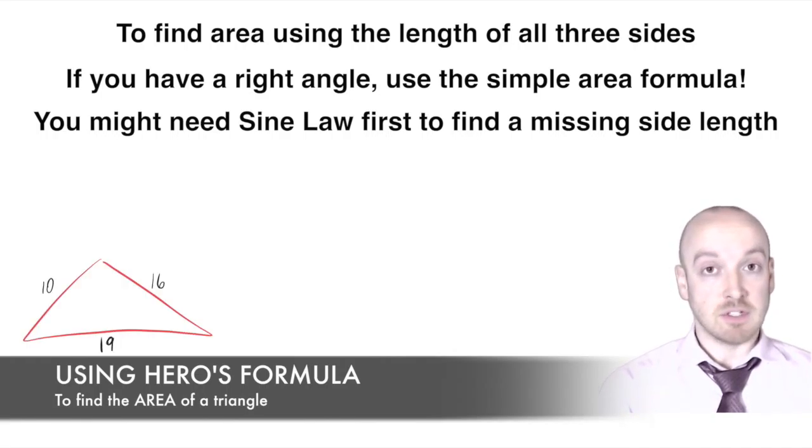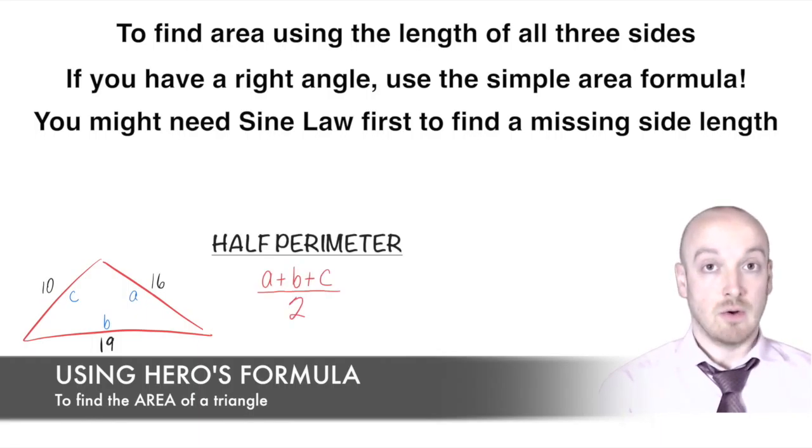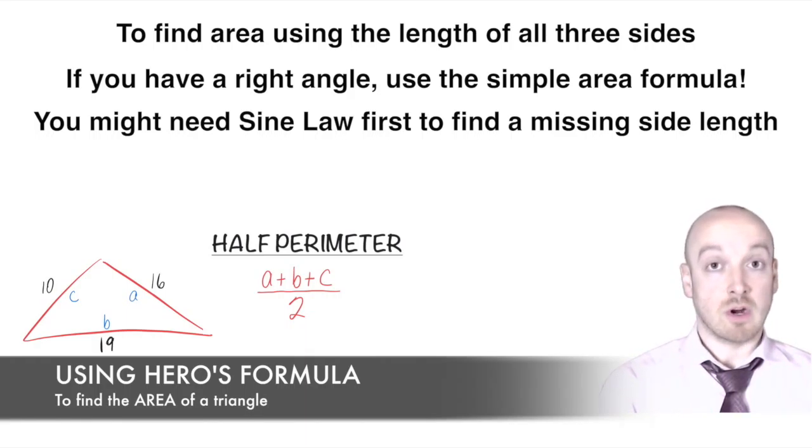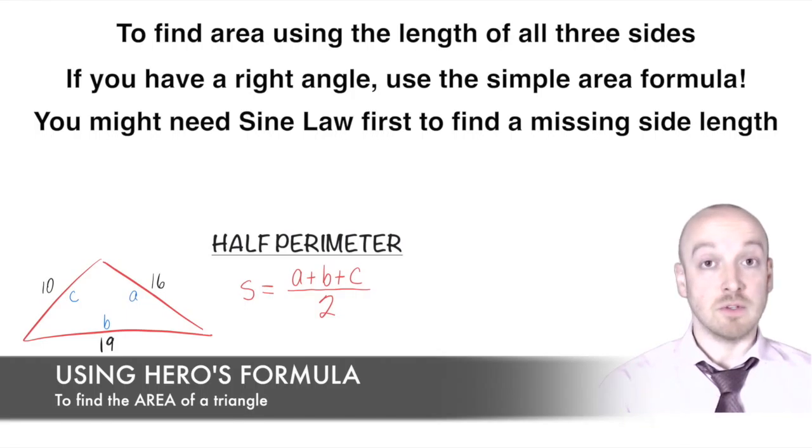Now once you have those three side lengths, you label them A, B, and C in any order. Doesn't matter which one goes where. Next up, we have to find half the perimeter of that triangle. Remember, perimeter is just the sum of the three sides, or A plus B plus C. So half of that would be A plus B plus C divided by 2. Now in the formula, to represent half the perimeter, we're going to use the letter S.